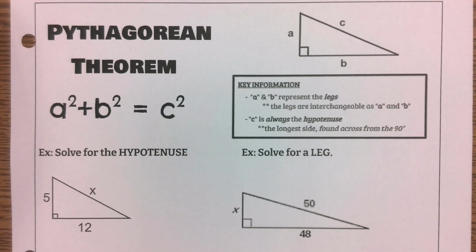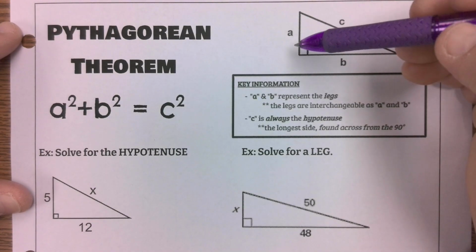Today we're going to talk about the first topic in Unit 6, which is the Pythagorean Theorem. You should have already watched the video on simplifying roots, so let's use that information and dive in as we learn how to calculate with the Pythagorean Theorem. The Pythagorean Theorem is all about right triangles, okay?